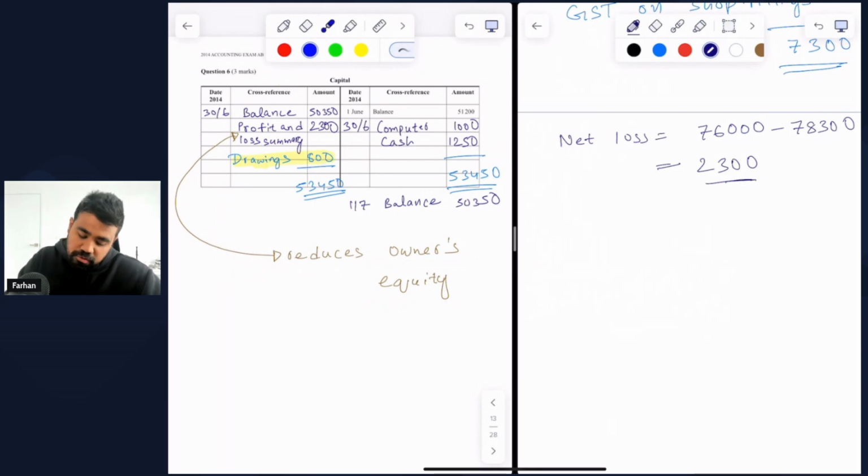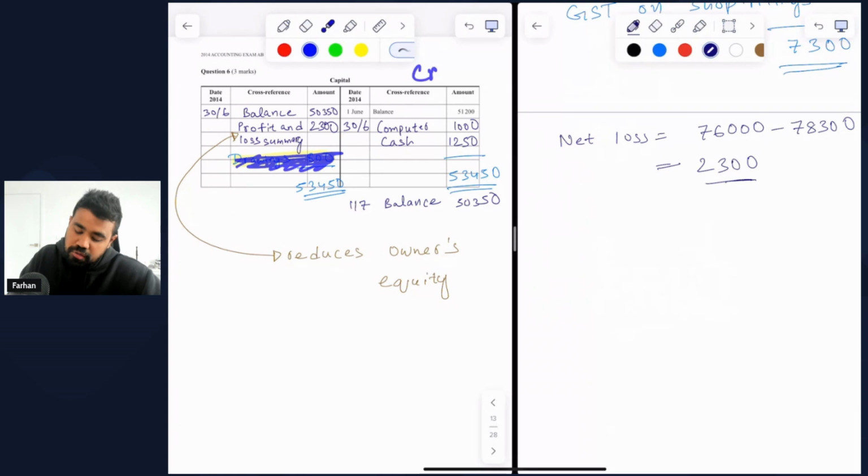Okay, so how do we find this amount for drawings of 800? So let's assume we do not have this amount to begin with. So how do we balance the capital account? We take a glance and we know which is the heaviest side. So the heaviest side is the credit side, assuming that we do not have the drawings figure, which is what we are calculating as the missing figure.